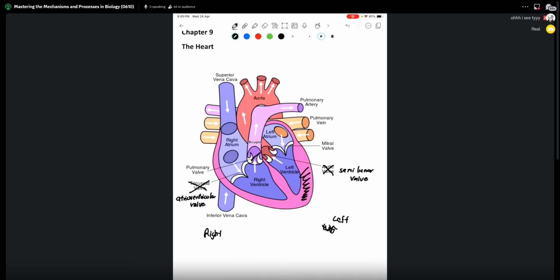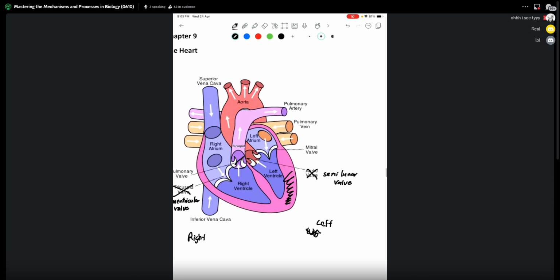Labelings are very important. Do not confuse the pulmonary artery and the pulmonary vein. The pulmonary artery carries deoxygenated blood. It's the only artery that carries deoxygenated blood. And the pulmonary vein is the only vein that carries oxygenated blood.